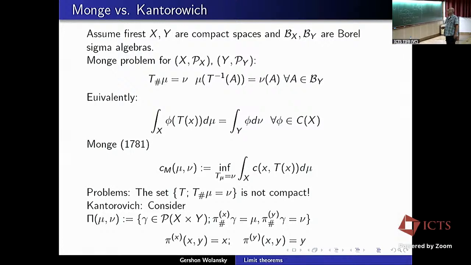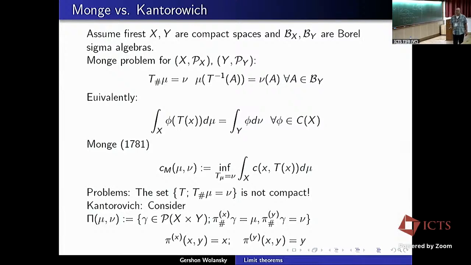What is the problem here? The problem here is that the set of all mappings T which satisfy this constraint is not a compact one, and certainly not a linear one, right? A linear combination of such mappings is not in the class, right? So if we want, for example, we can talk about the infimum, but certainly we cannot say anything about the minimum in this definition.